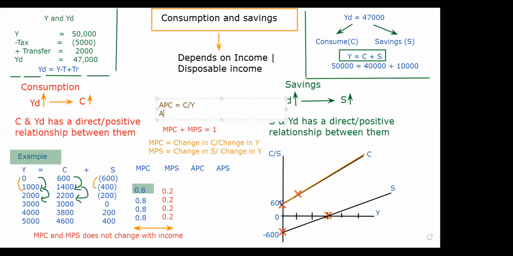So it's C divided by your income, APC. What is APS? It is your savings divided by your income, right? It's a very simple thing, APC, APS. Hoping you all know these. So then we can calculate average propensity to consume.